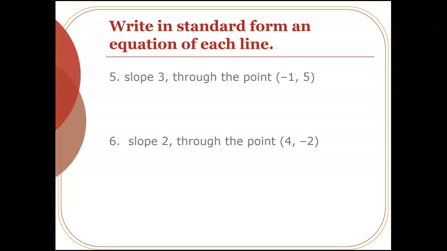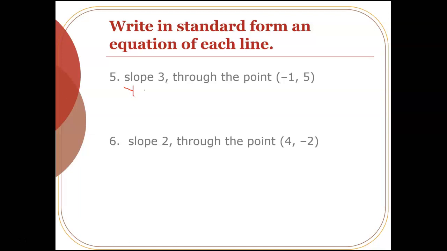So if the slope is 3 and your point is (-1, 5), then we have y minus 5 equals 3 times x minus a negative 1.